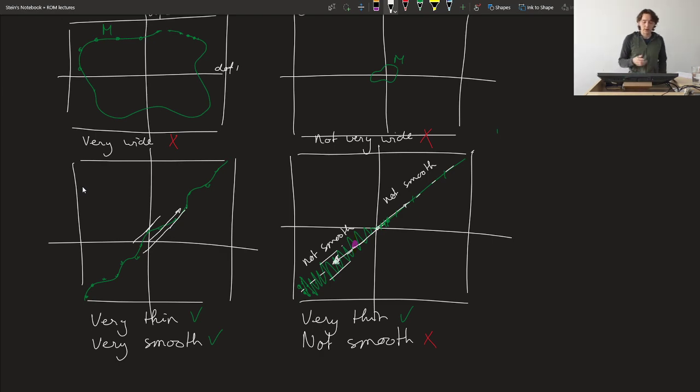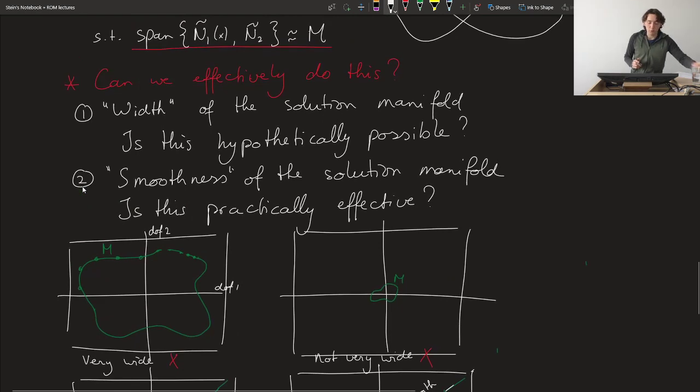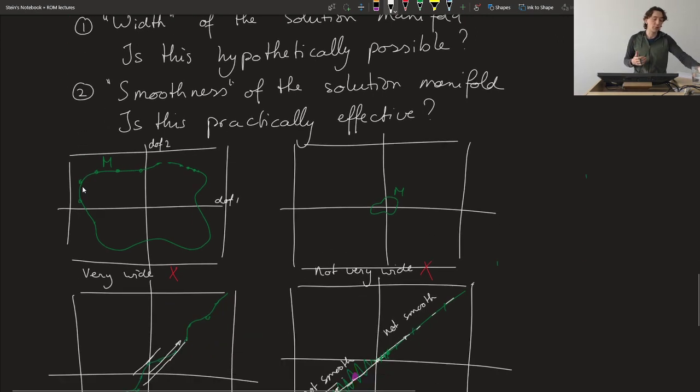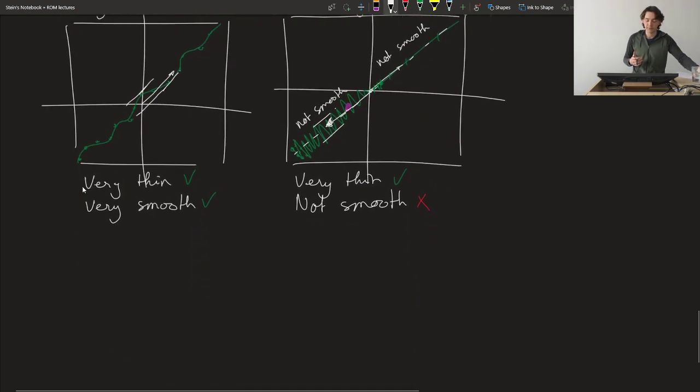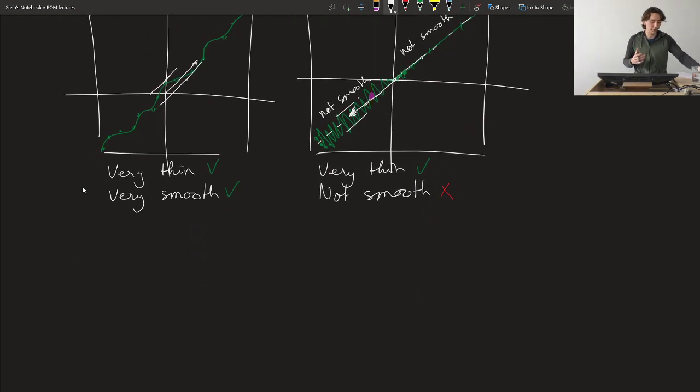Yeah? So again, the thickness or the width of the solution manifold is about whether it is hypothetically possible to reduce my manifold into a smaller dimensional subset that can be spanned by a couple of smart basis functions. And the smoothness is about, once I've done that, will I actually be effective in creating or computing new solutions, given my reduced basis method.